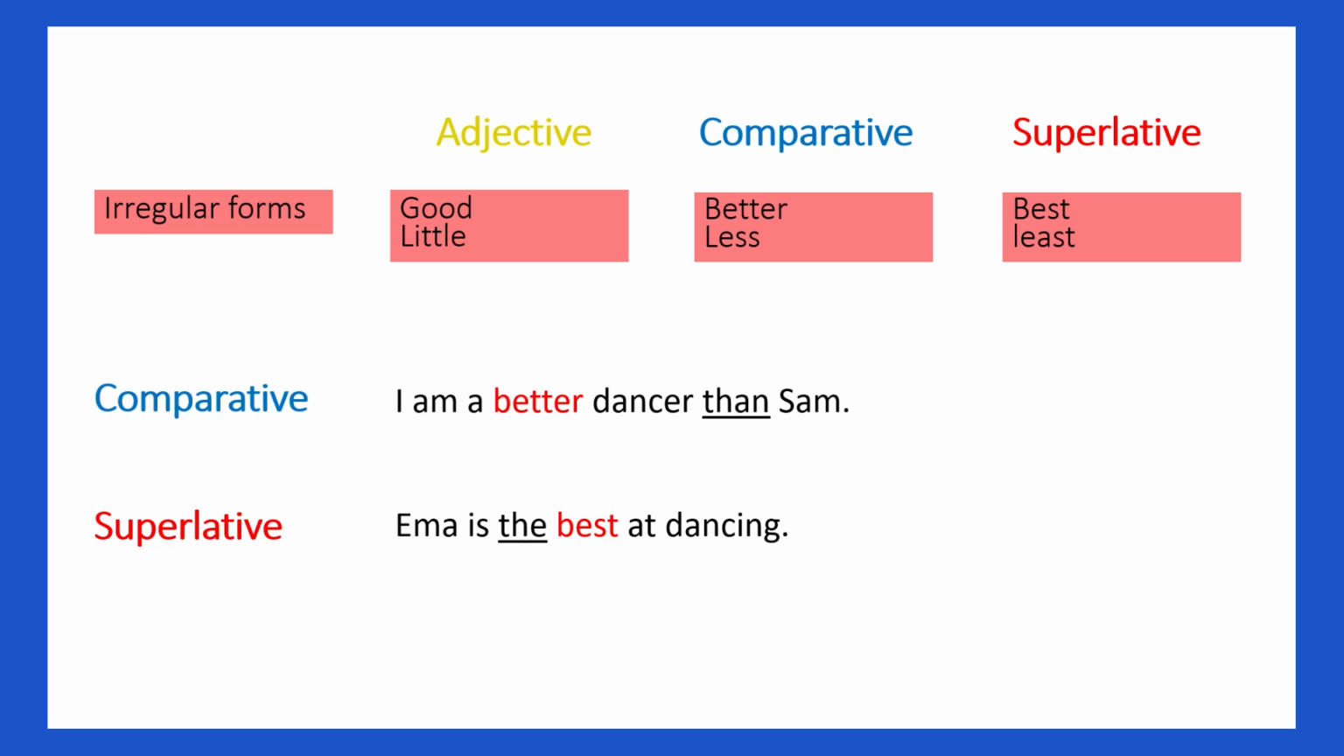Lastly, there are some irregular forms which don't follow the rules. For example, good, better, best. For example, I am a better dancer than Sam. Emma is the best at dancing.